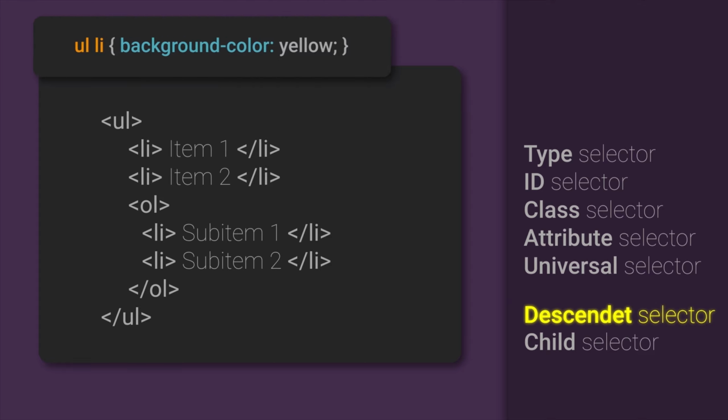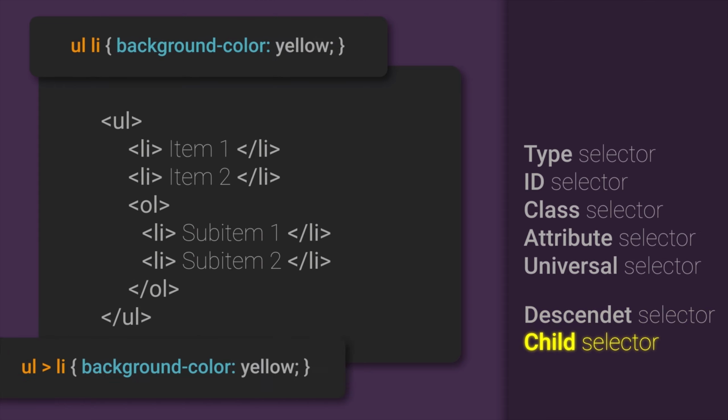Well, with descendant selector, we can select all child or children and subchildren HTML elements of some parent element. So in this specific case, we want to select all li elements that are child or subchild of ul element. And we will apply this background color on these elements.